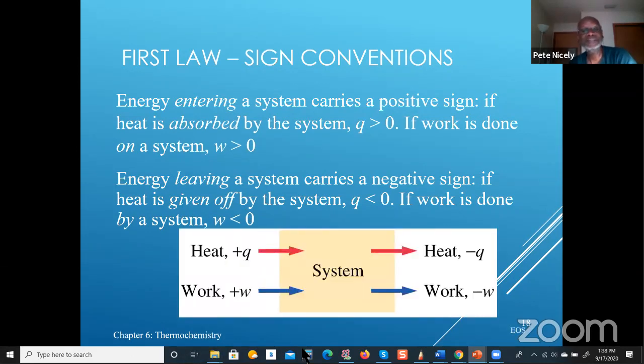So this diagram here basically summarizes what is stated above. Here we have the system. As far as the system is concerned, if heat is absorbed by the system and work is done on the system, then the Q value and the W value will be positive. But if heat is lost by the system and work is done by the system on the surroundings, then the values of Q and W will be negative.